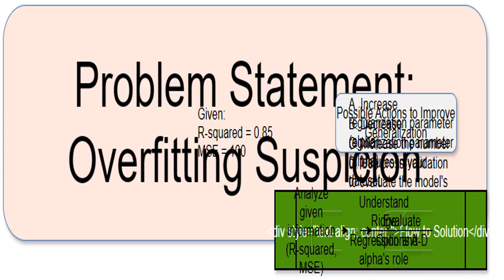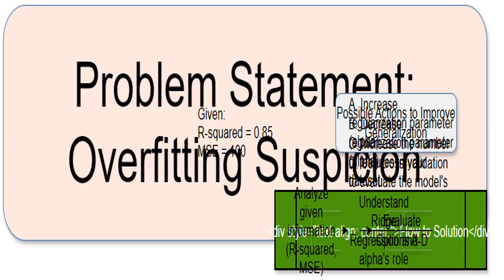I'm investigating a ridge regression model for house price prediction. The model shows a good fit on the training data. R equals 0.85. But I suspect it might be overfitting, meaning it performs poorly on new, unseen data. The mean squared error, MSE, a measure of prediction accuracy, is 100, which is somewhat high.